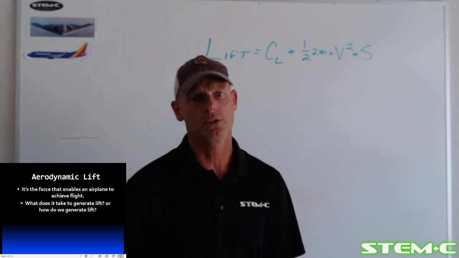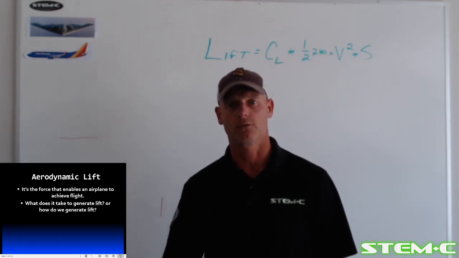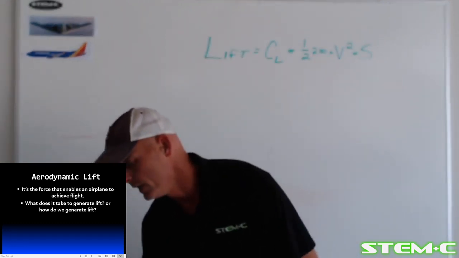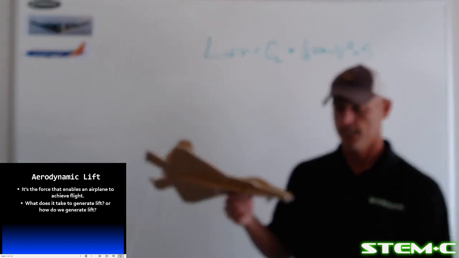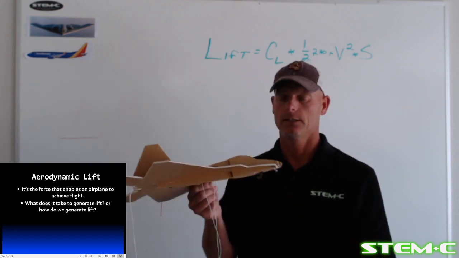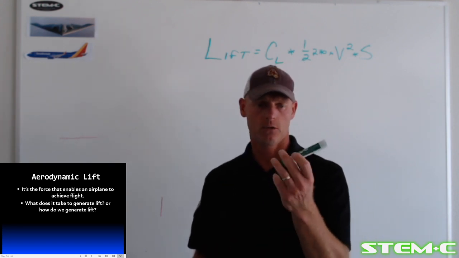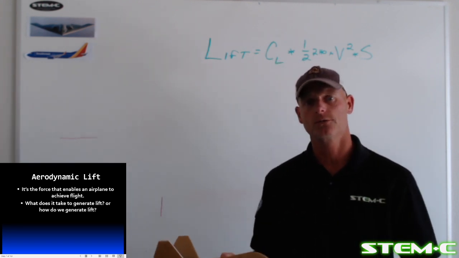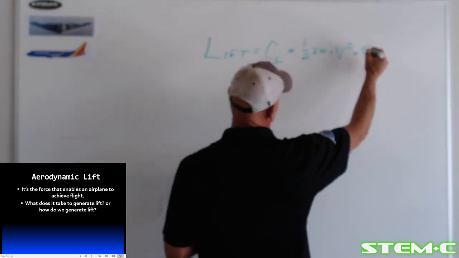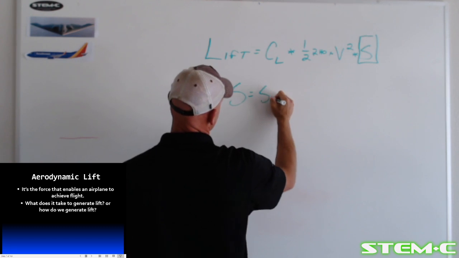So, what do we need to produce lift? First of all, we need something to produce lift with. We need a body, we need a ball, we need a wing, we need a surface, we need something to interact with the airflow. So a wing is a way to interact with airflow. If I throw this pen, it will interact with the airflow and it will produce some lift. So first thing we need is something to create lift with. That's what S is in this equation. S equals a surface area.